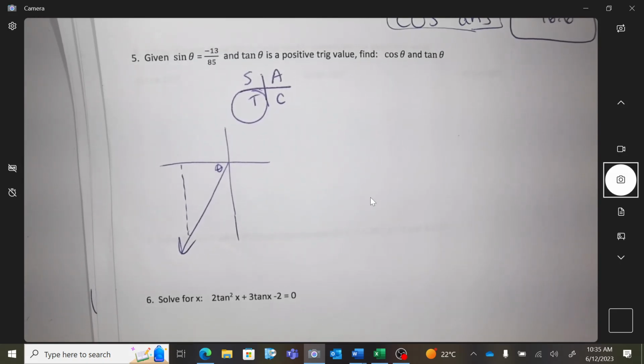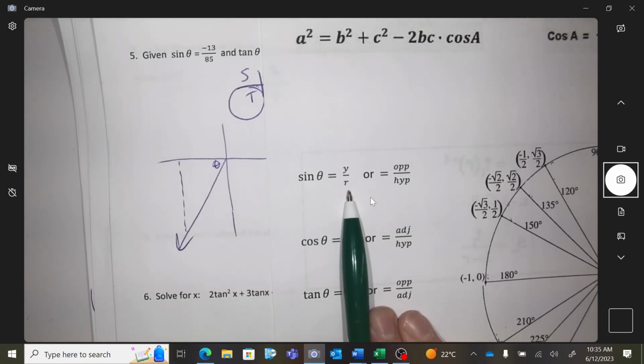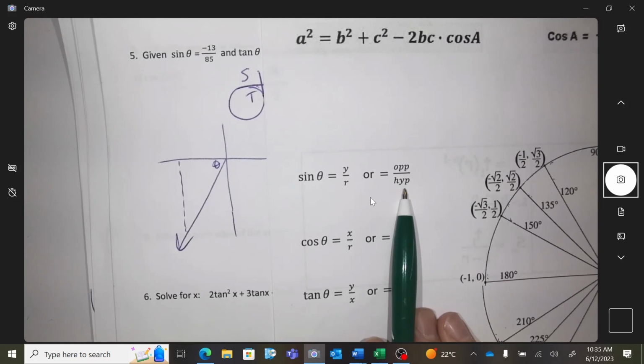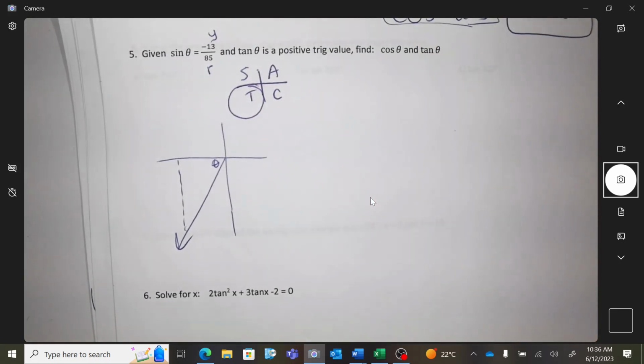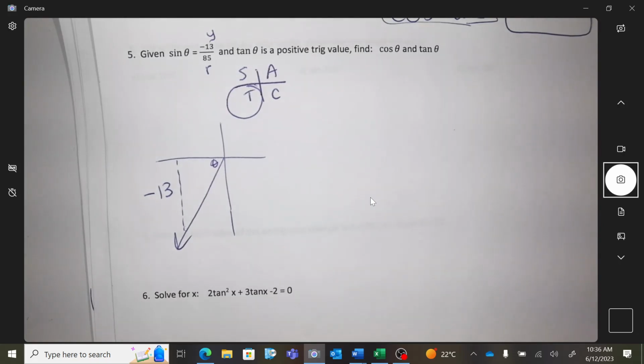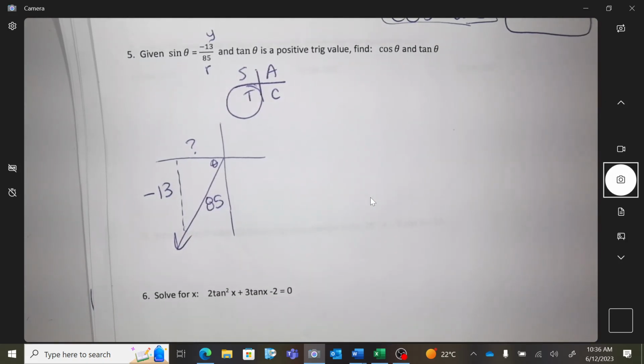Okay, some of you use SOHCAHTOA, and some of you just straight use the formulas on your paper. So here it is. The sine is the y over the r, or opposite over hypotenuse. So I'm going to put negative 13 on that side, and I'm going to put 85 on that side, because that's my y side and that's my r side, or this is my opposite and this is my hypotenuse, whatever you're thinking. So I need to figure that missing side out, and what would be the strategy to get that side?